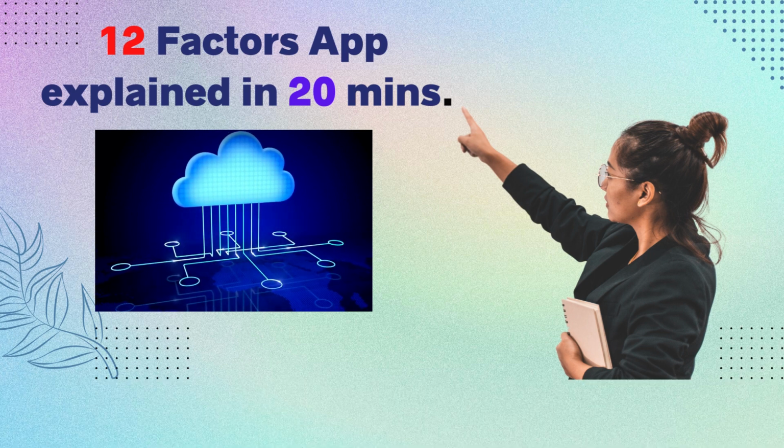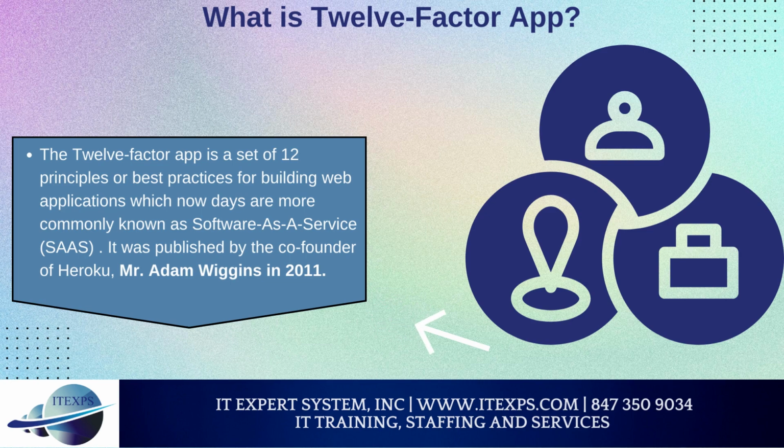What is 12-factor app? The 12-factor app is a set of 12 principles or best practices for building web applications, which nowadays are more commonly known as software as a service, SaaS, applications. It was published by the co-founder of Heroku, Mr. Adam Wiggins in 2011.